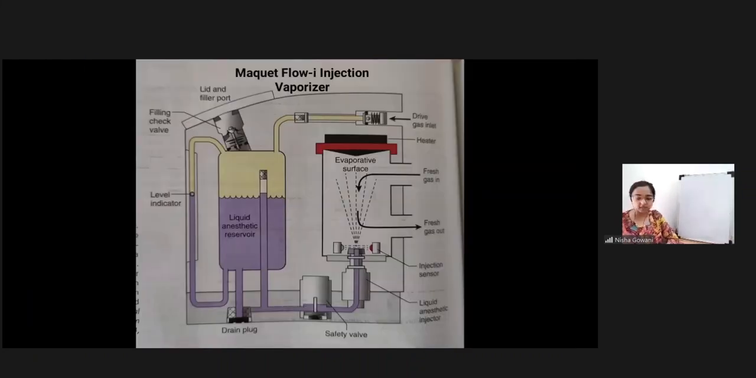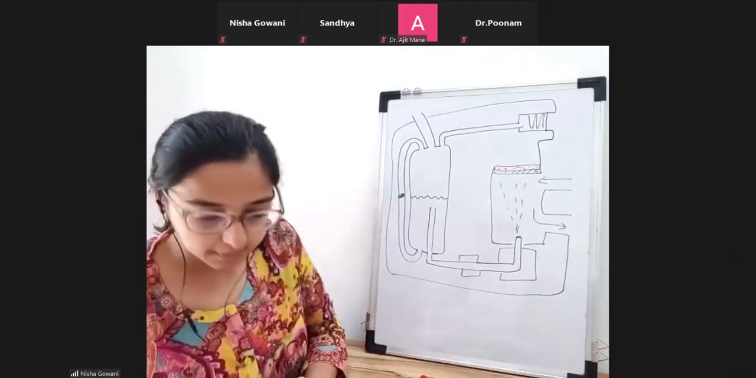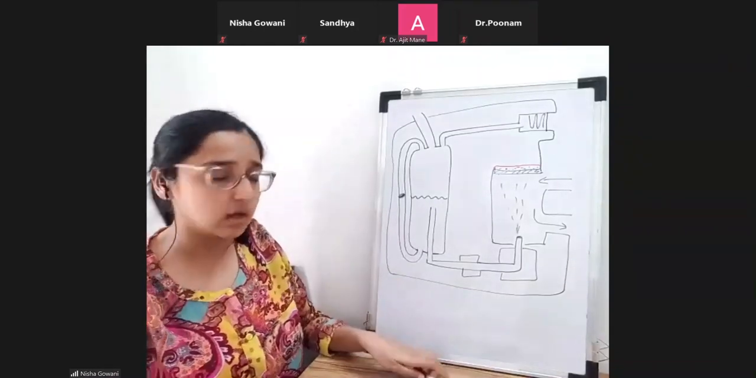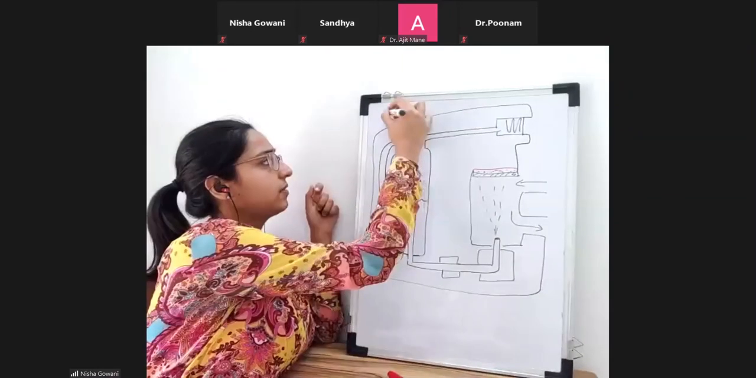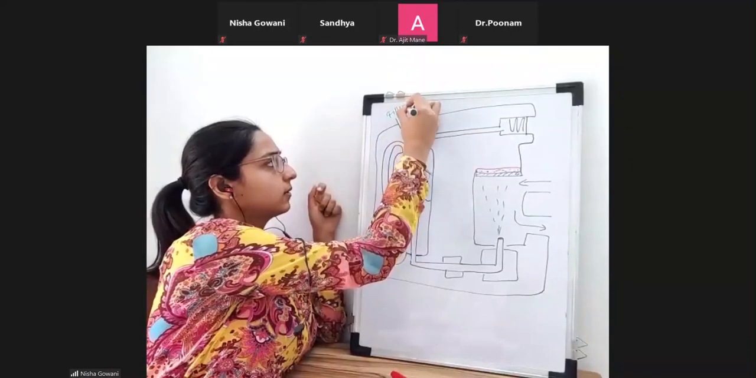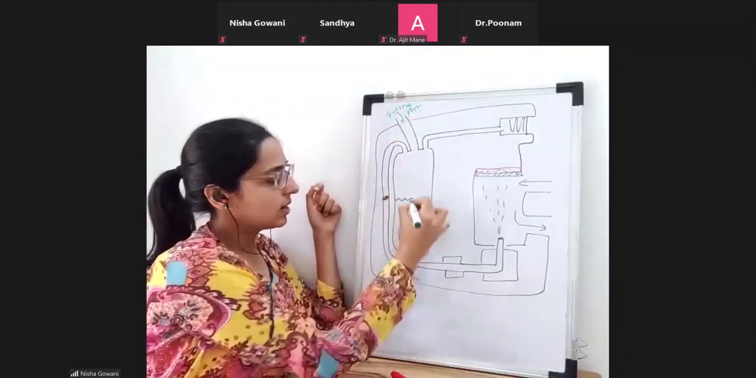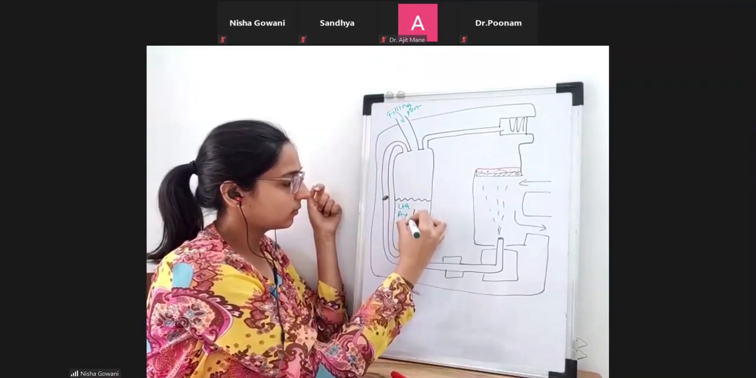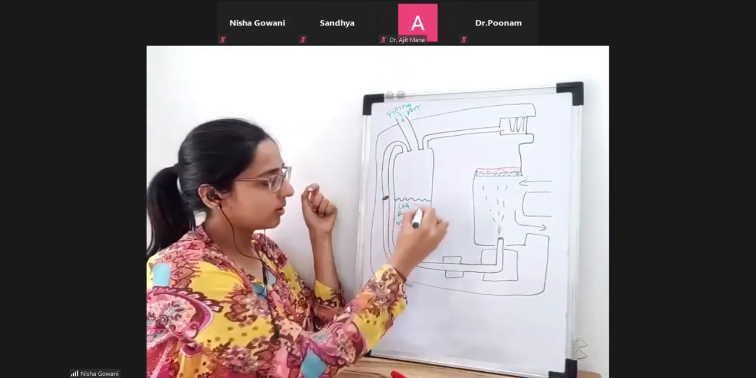Internal structure of this vaporizer, I will just draw it and you can have a look at it. It's very easy actually. It looks difficult, but it's easy. I've drawn that vaporizer over here. All right, so let's understand its parts. This is the filling port, from where you will fill. This is the liquid anesthetic reservoir. This has the liquid anesthetic.